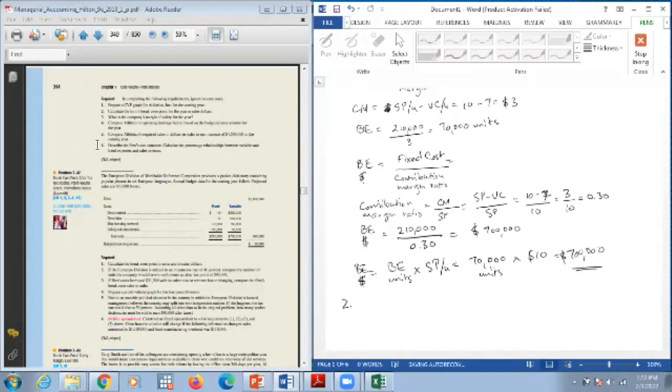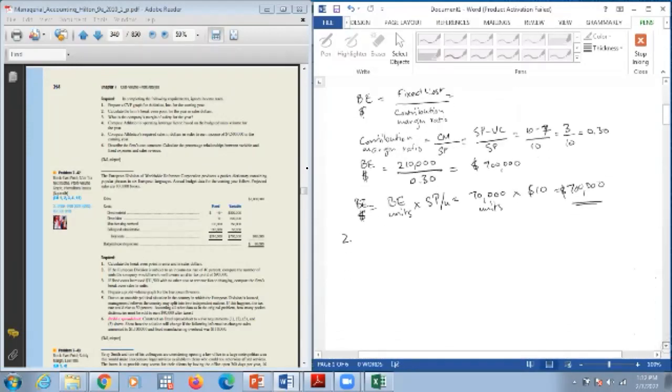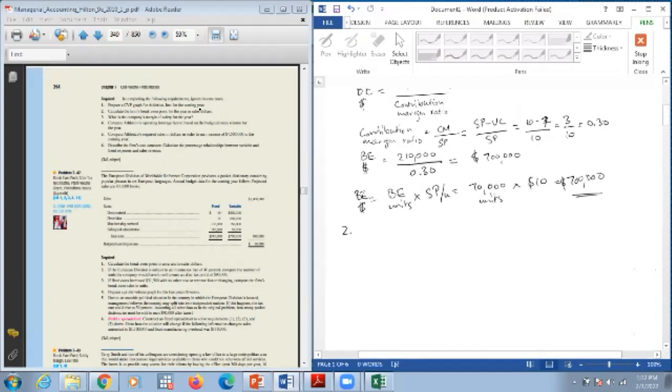Part 2 says the division is subject to an income tax. The company would have to sell to earn an after-tax profit of $90,000.